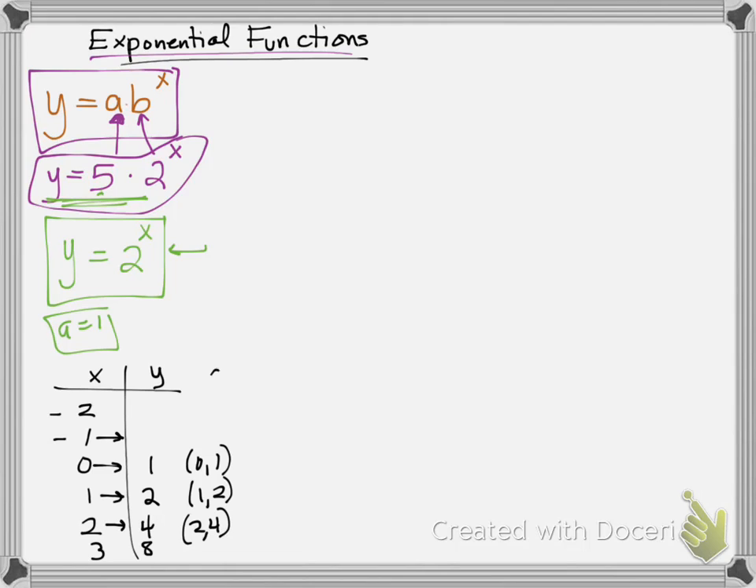What happens when you have a negative exponent? 2 to the -1. Well, that's 1/2. 2 to the -2 is 1 over 2 squared, or 1/4. So again, those are just points. All right, so I've got 6 points to plot.